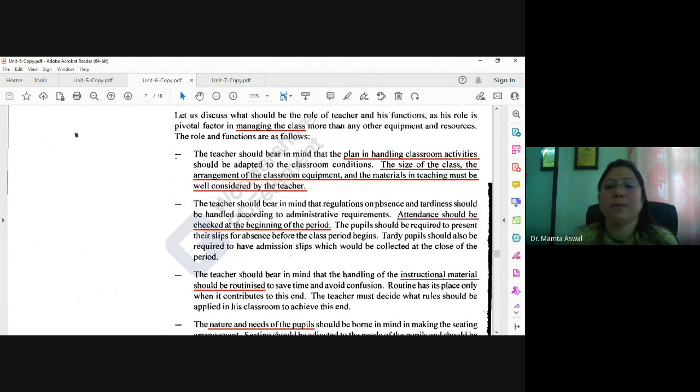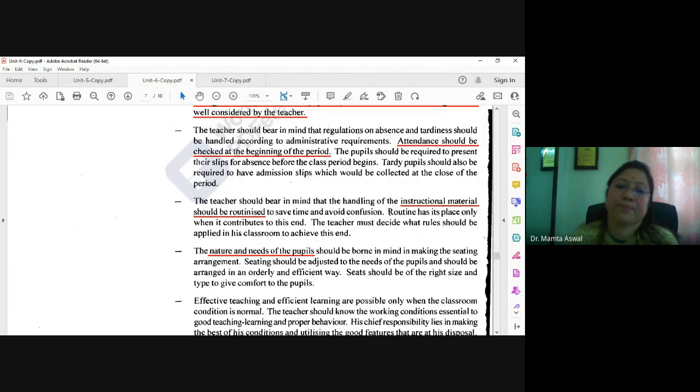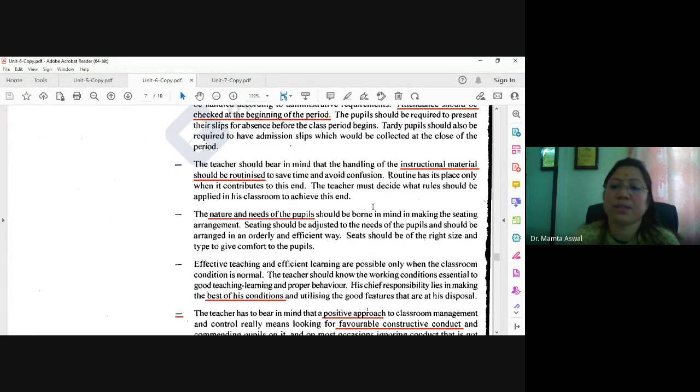The very first thing is planning. Planning in advance what activities will be conducted, and what the size of the class is. If the size of the class is huge, it becomes difficult to conduct a particular activity. In that case, the teacher may divide the children into smaller groups, and then accordingly the equipment may be utilized. Attendance must be checked, that every child is regular inside the classroom. That must also be checked by the teacher.